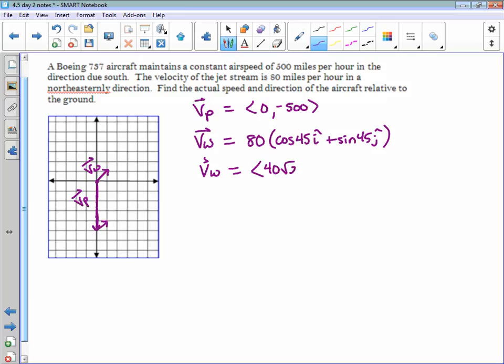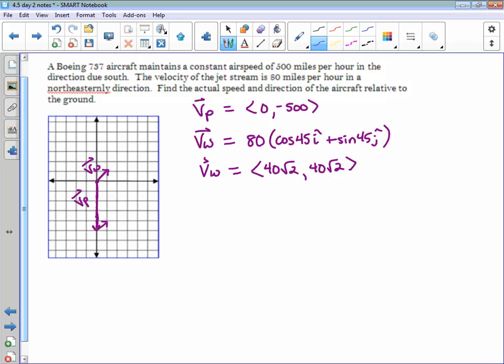It's 40 root 2, 40 root 2. So hold on one sec, sorry. So something to think about: if the wind had been blowing in the opposite direction, what would change here? Do you understand that you'd have different signs? Okay, yeah, so think about what quadrant the original vector is in.